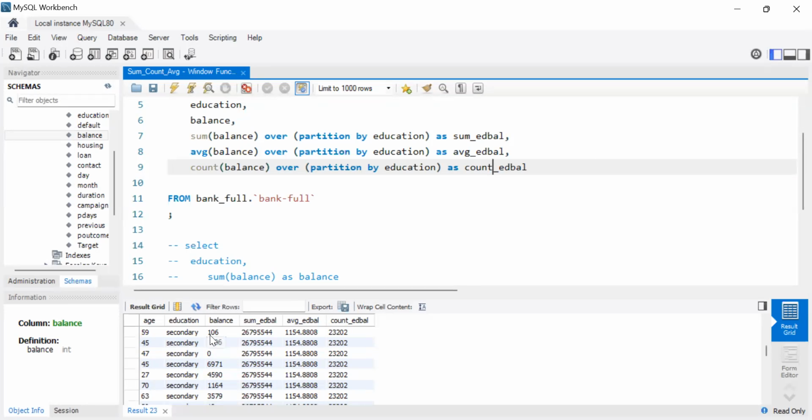So if we scan through slowly, yes, as you can see, this is secondary. Person 59 has a balance of 106 out of 26.7 million that is owed by the whole of that category, which is education level secondary. And on average, everyone in this education level secondary owes us 1,157, and there are a total of 23,202 people who owe us on average 1,157. So again, this would be something very insightful and useful for someone at a tactical level, someone at an operational level, because they're able to see their numbers, and this will enable them to strategize.